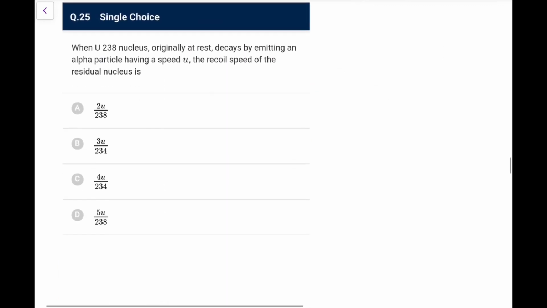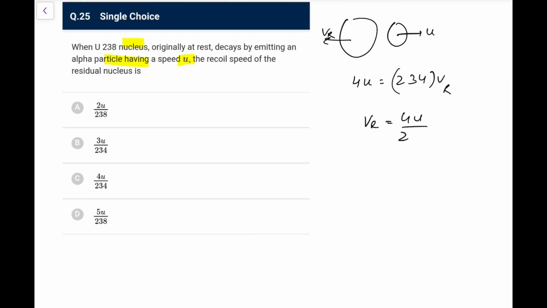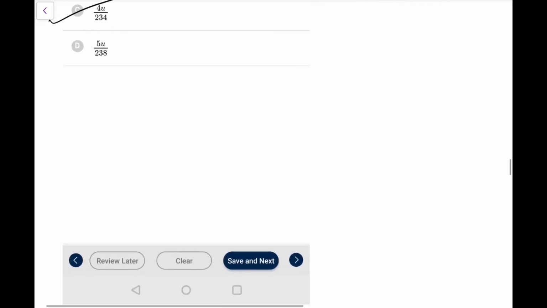Next one, when a uranium nucleus originally at rest decays by emitting an alpha particle having a speed u, what is the recoil speed? The momentum should remain the same. If the alpha carries speed u, the nucleus will carry speed vr backwards, and because the direction would be opposite, the alpha's momentum is 4u, and the remaining nucleus's momentum would be 234 vr, so vr is 4u by 234. Better you write a minus sign here. It is not given, but you can add it, though since speed is asked, it is 4u by 234.